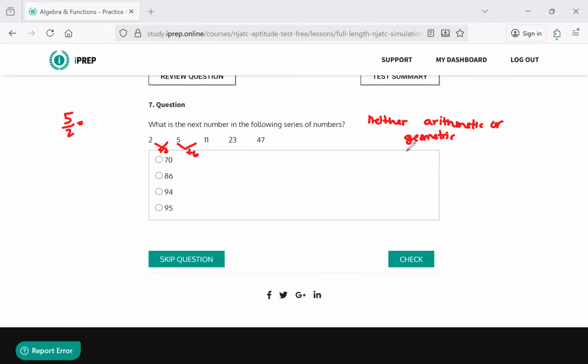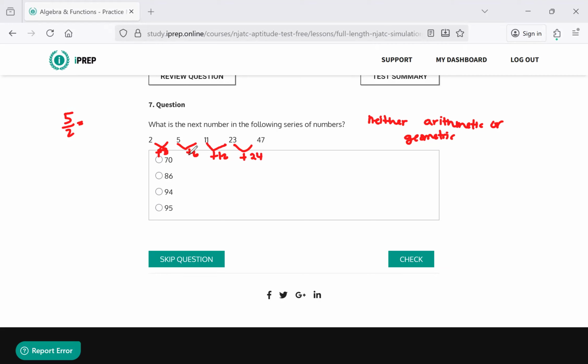So you're just going to have to continue with the pattern. So from 11 to 23, what did you have to add? I think you had to add 12, right? From 11 to 23, you had to add 12. And then from 23 to 47, I think you had to add 24. So what do you see? Is there a pattern? This is a plus 3, by the way. Plus 3, plus 6, plus 12, plus 24. It looks like you're doubling each time, right?